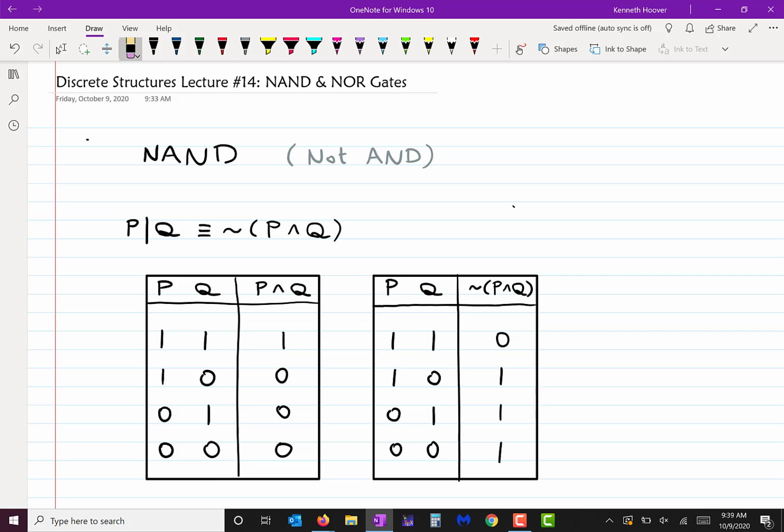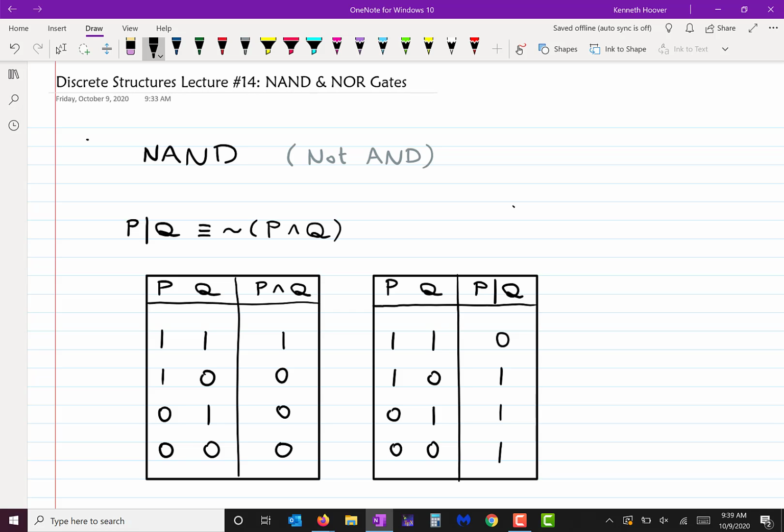All right, and I just introduced to you a new symbol that you don't have to use, but you can. For the negation of P and Q, you can use the symbol P vertical bar Q. Okay?